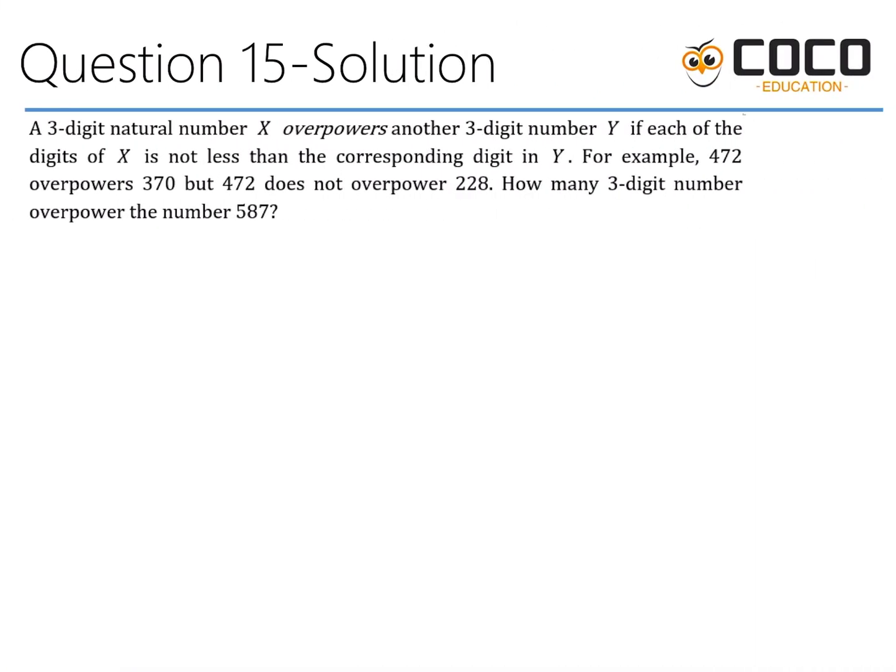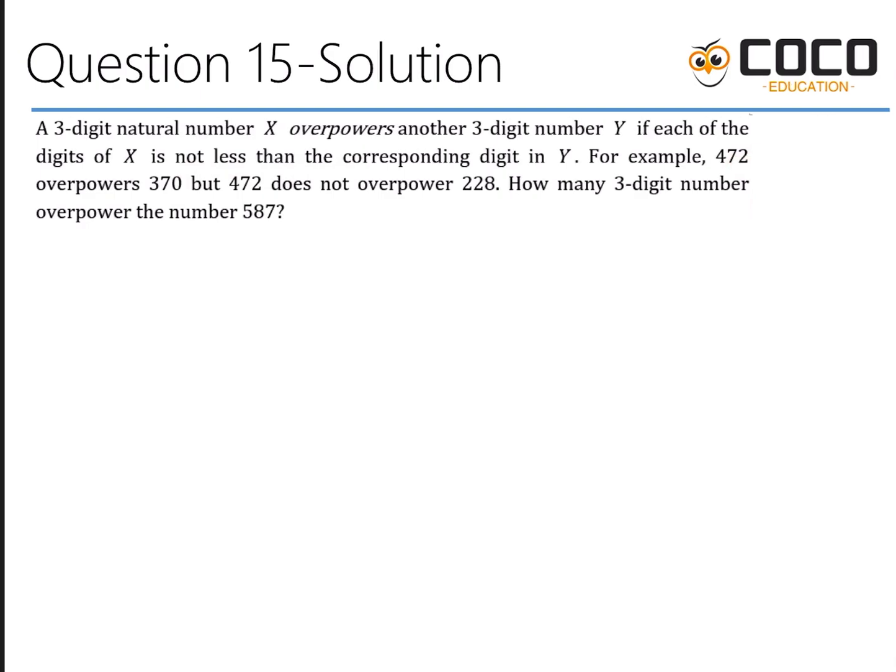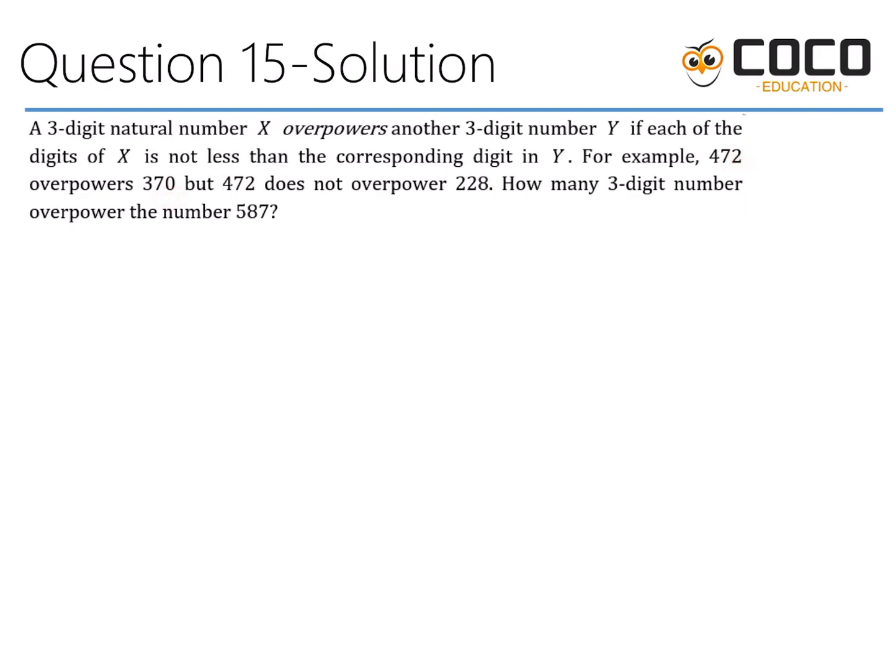Question 15. So a 3-digit number x overpowers another 3-digit number y when each digit of x is not less than the corresponding digit in y. To give us some examples, for 472, the 4 is greater than 3, 7 they are equal, so just make sure it's not less than the corresponding digit, and 2 is greater than 0. So how many 3-digit numbers overpower the number 587?